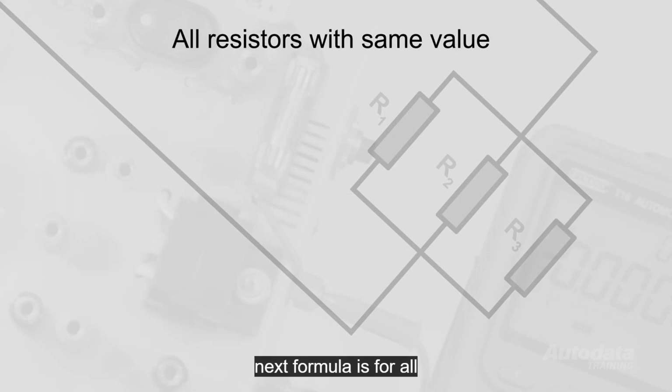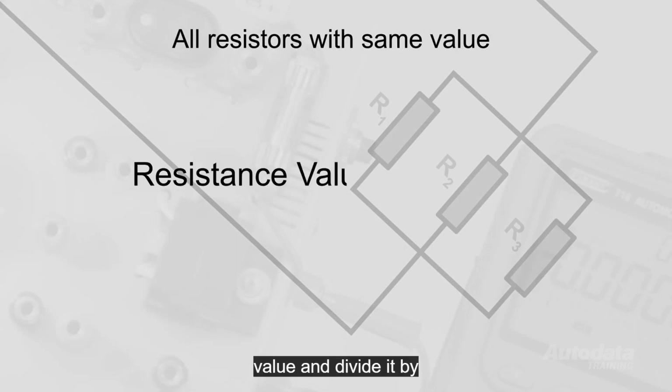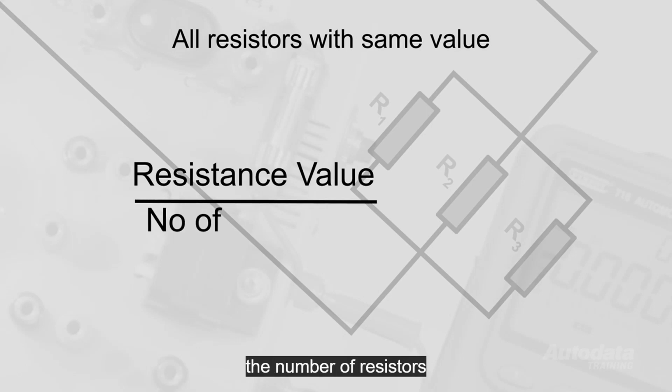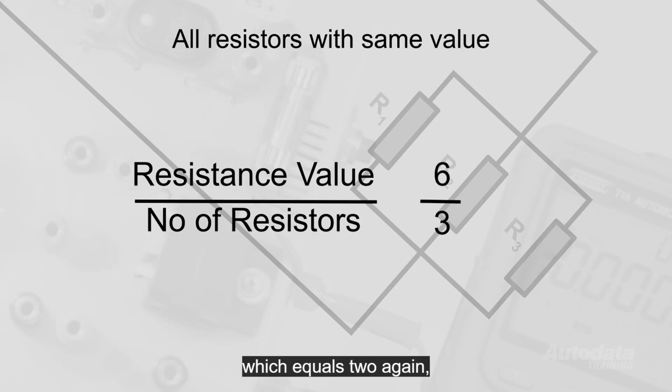The next formula is for all resistors of the same value. We start with the resistance value and divide it by the number of resistors. If we had 3 6 ohm resistors in parallel, that would be 6 divided by 3, which equals 2. Again, you can see the total circuit resistance is less than the smallest resistance.